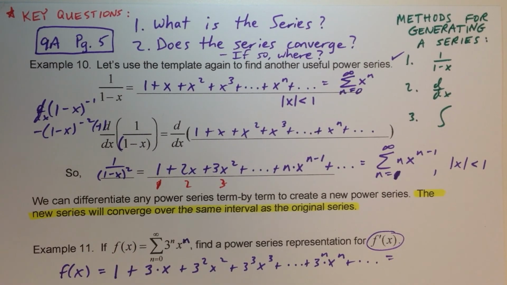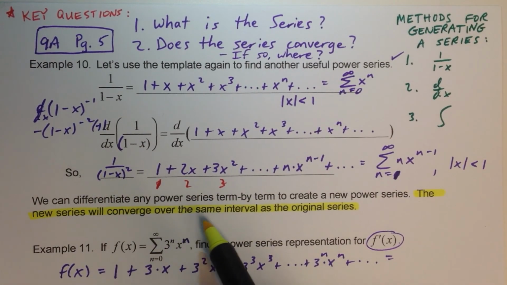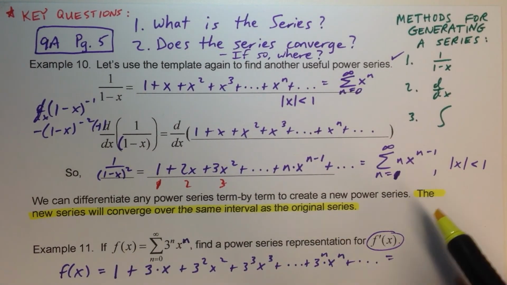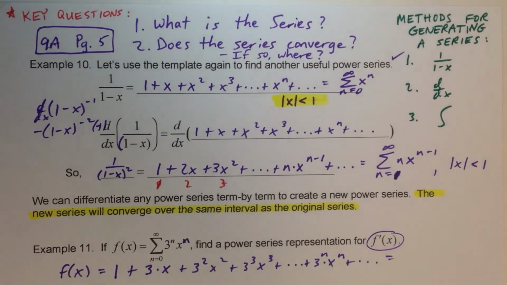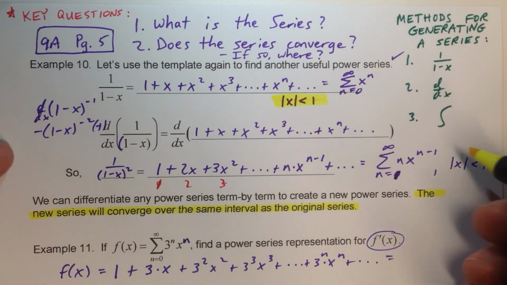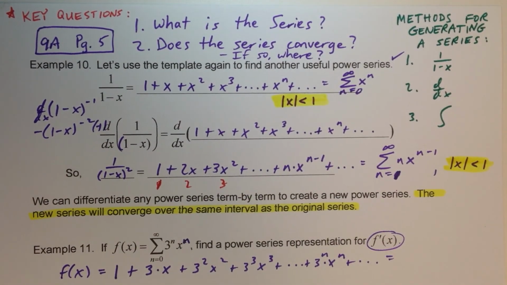And one thing to make note of is that the new series will converge over the same interval as the original series. We already knew that the original series converged for values of x whose absolute value is less than 1. So this new series will also converge over the same interval of real numbers. So that's very helpful.